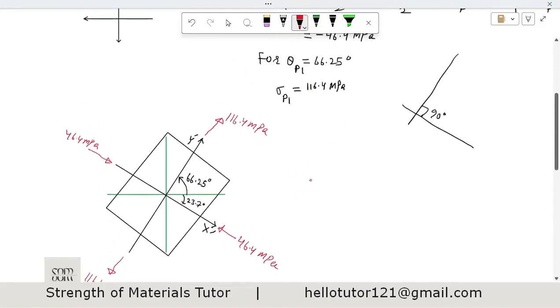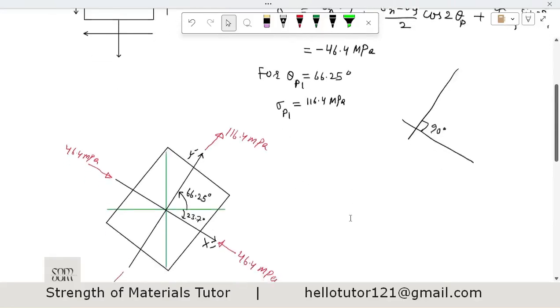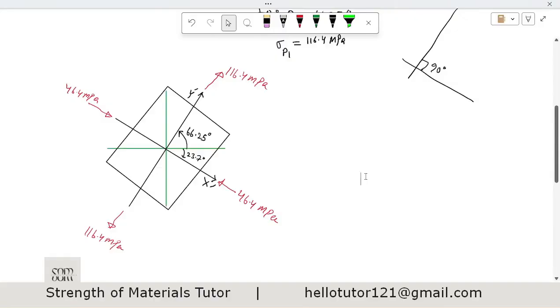Now we don't have to draw the shear stress because we know the shear stress on the principal planes is 0. Okay, so this saves us a bit of time. So this is the final answer, and this is our sketch of the principal planes along with the principal stresses. Okay, so I hope you got this.